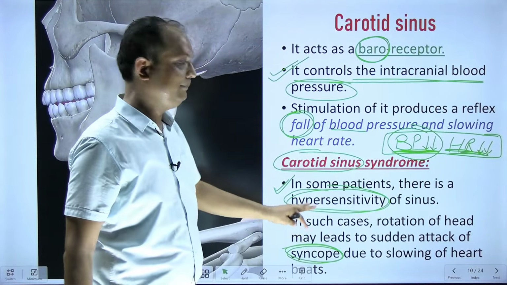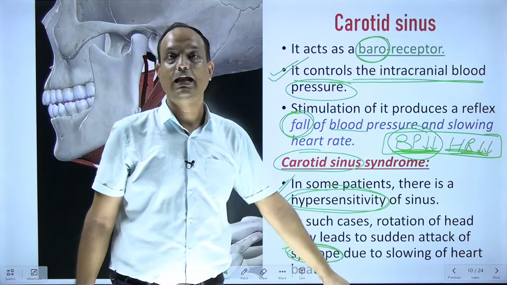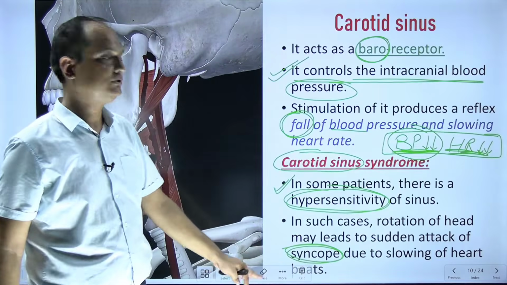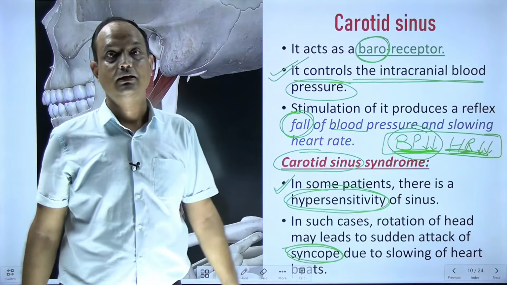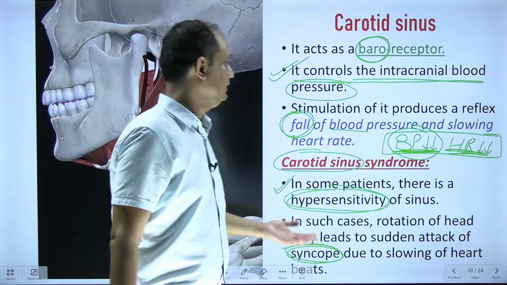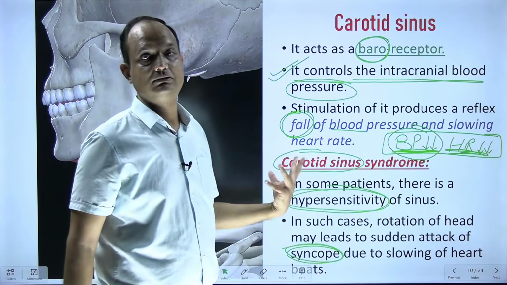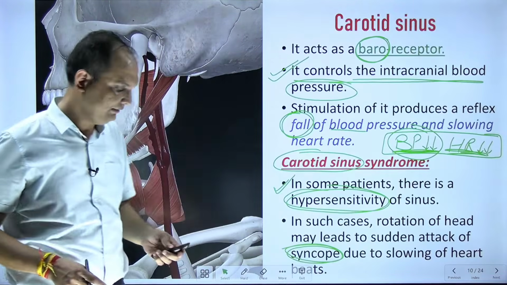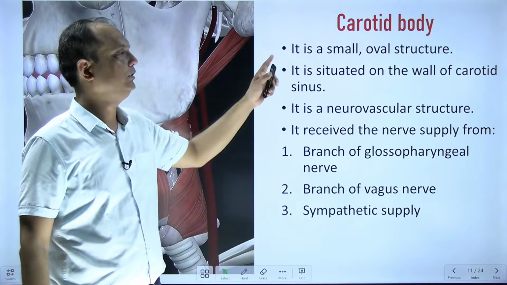So, this abnormal syncopal attack in that individual just due to the rotation of the head shows that that fellow is having a very hypersensitive carotid sinus, and this is known as carotid sinus syndrome. Clear? Now, we will talk about carotid body.